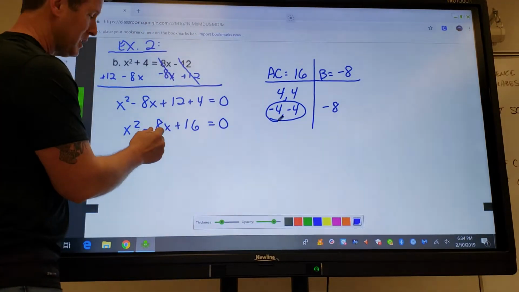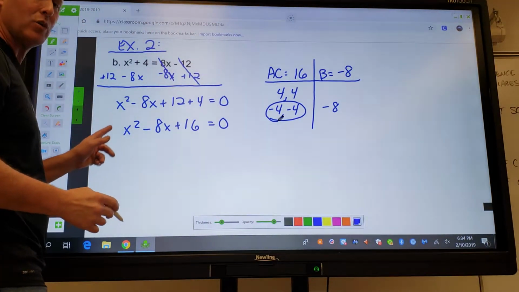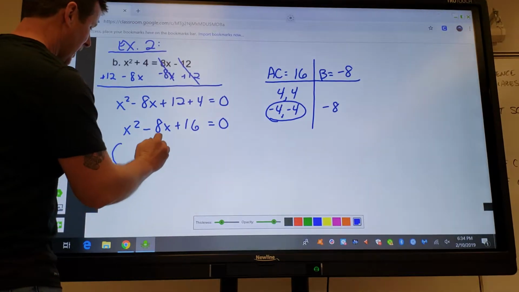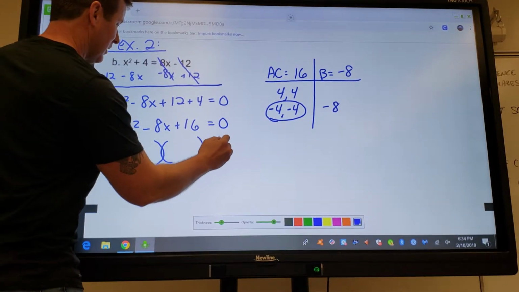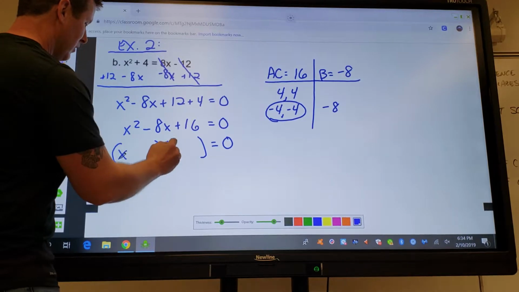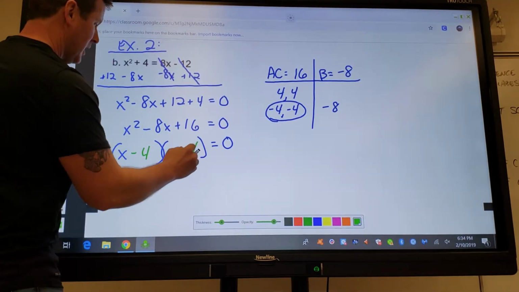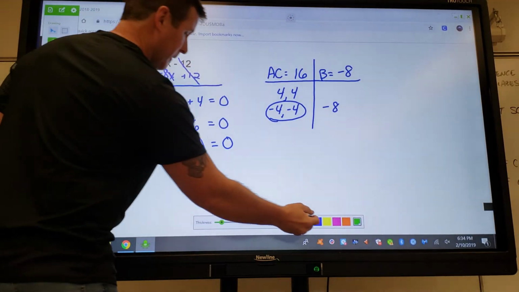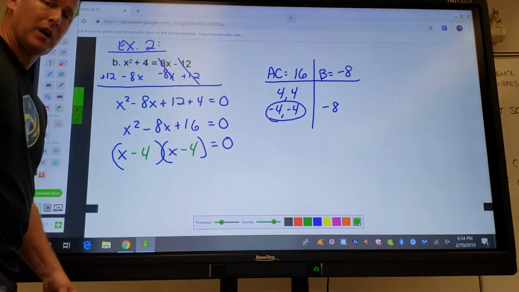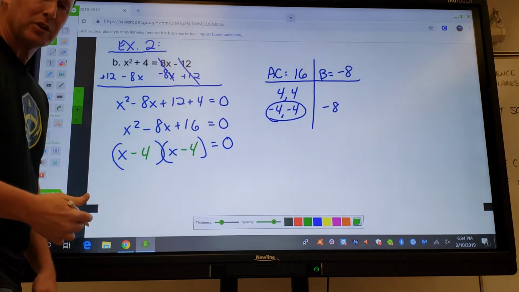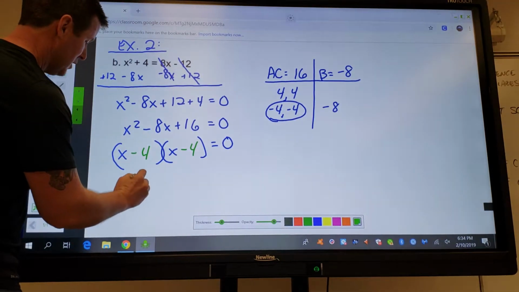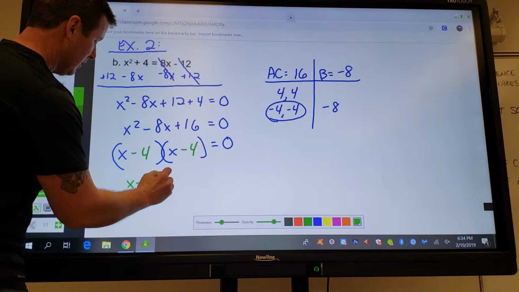Now, I could rewrite this b term, but since this a value is 1, I don't need to. I can simply write my parentheses and drop those two negative 4s in, and not worry about that regrouping. What do I do from this point? Once I have the factors, I can solve. Set each factor equal to 0 and solve.